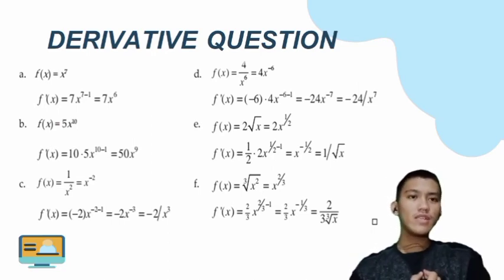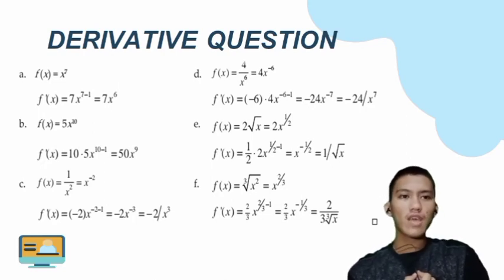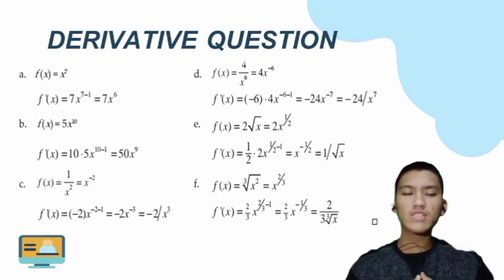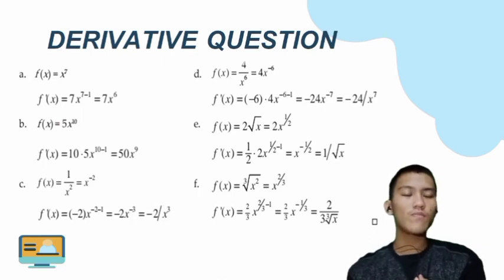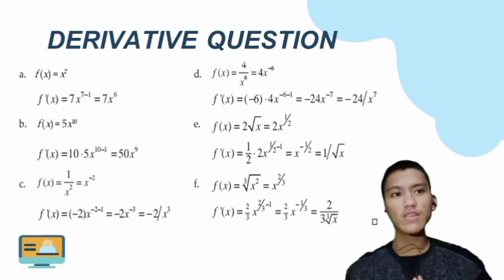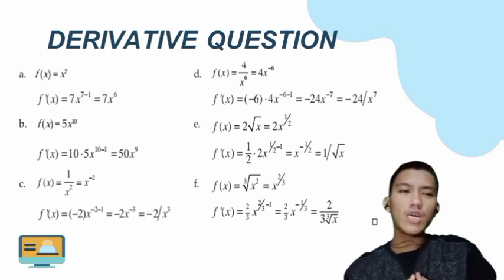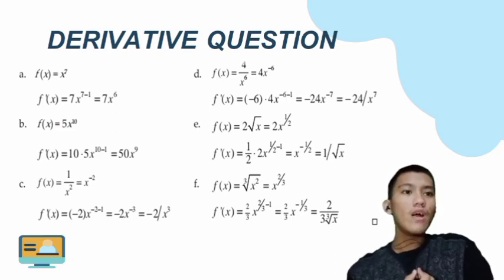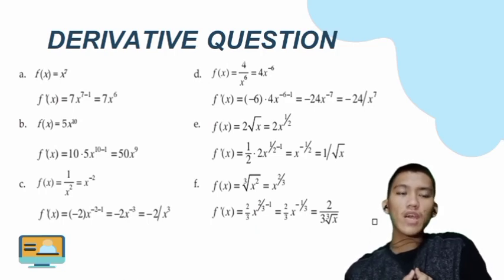And the last question, question F, f(x) = cube root of x squared equals x to the power of 2 over 3. f'(x) = 2 over 3 times x to the power of 2 over 3 minus 1 equals 2 over 3 times x to the power of minus 1 over 3 equals 2 over 3 times the cube root of x.